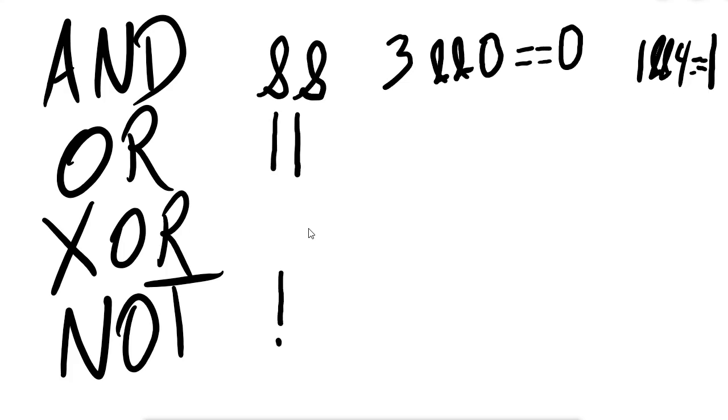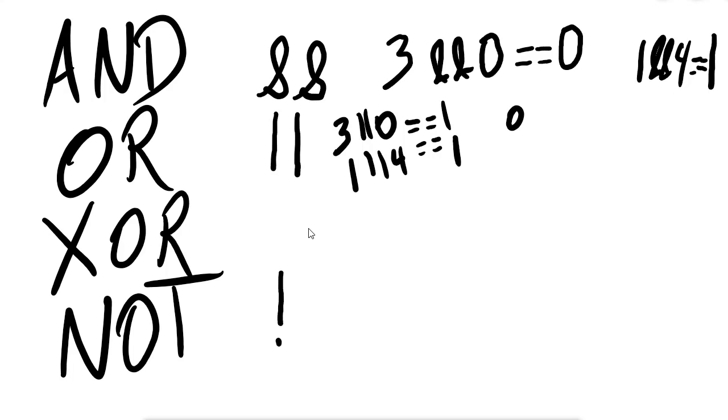So if we apply that to OR now, right? So again, if we have 3 or 0, well, this is true or false. That is going to be true, right? 1 or 4, that again is also going to be true, right? One or the other, you have both, so it's good, right? And of course, if we have 0 or 0, that is going to be false, which is going to be 0.